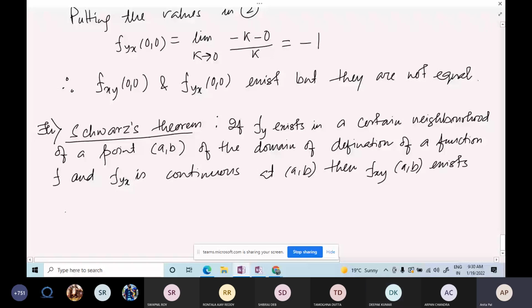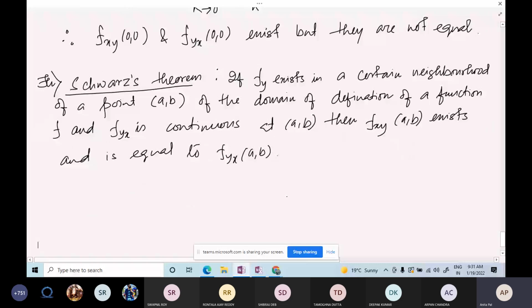Now there is one theorem, Schwarz's theorem, which gives the condition when fxy and fyx will be equal. Because just now I said that fxy and fyx may be equal, may not be equal. Now, what is the condition of equality of these two? One is given by Schwarz's theorem: if fy exists, and if fyx is continuous at the point (a, b), then fxy(a, b) will exist and it will be equal to fyx(a, b). This is given by Schwarz.